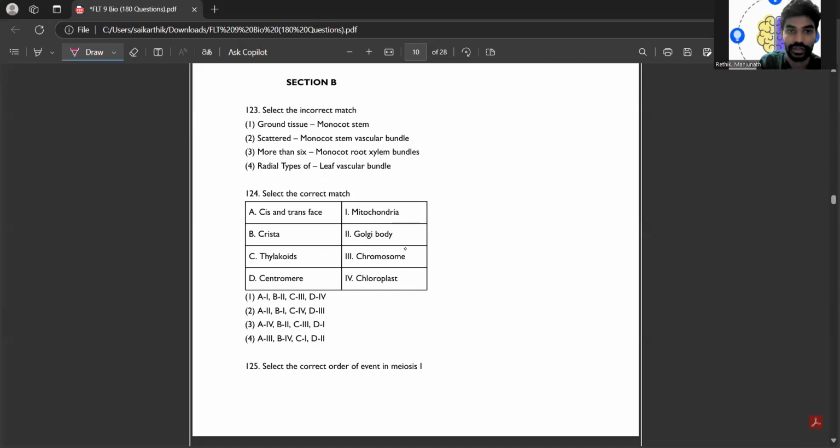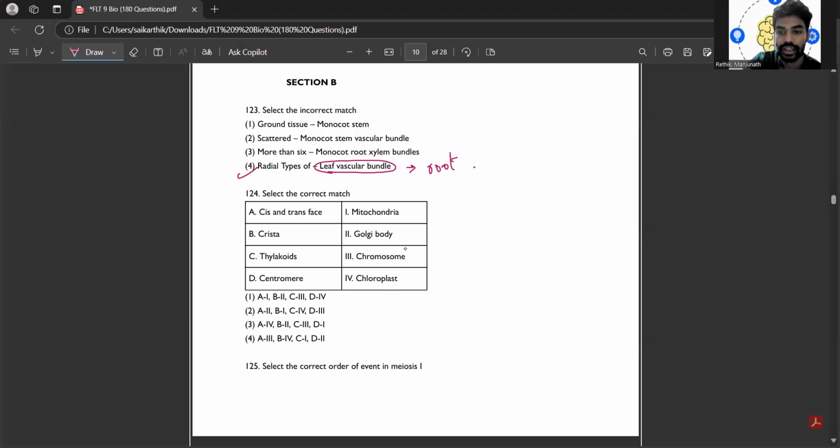Select the incorrect match here. Ground tissue scattered, more than six, radially, typical types of leaves. So you have to select the incorrect match. First, second, third is correct. Radial is typical of, not vascular bundle. That will be the root. Correct. So the fourth one. So next is question 124.